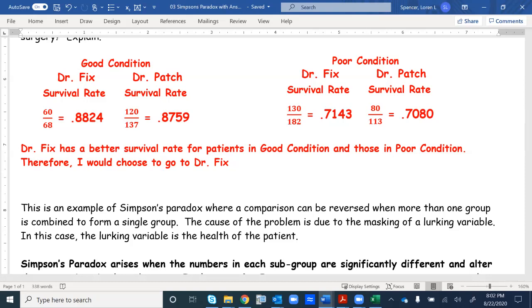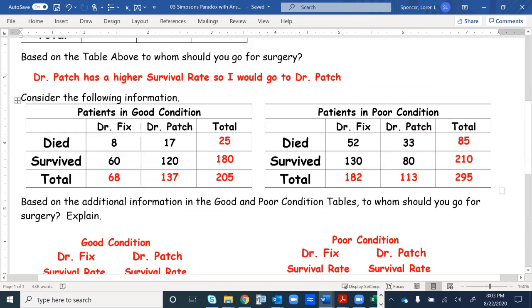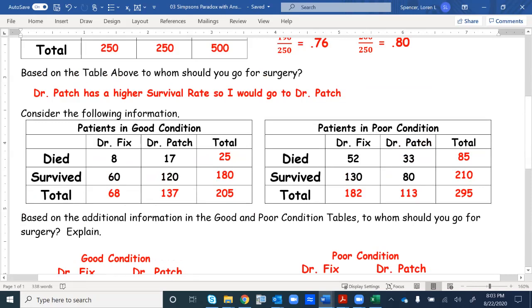The cause of the problem is due to the masking or a lurking variable. In this case, the variable that was hidden is the health of the patient. Dr. Fix had a whole lot more patients in poor health. So consequently, you would expect him to have had more patients die than Dr. Patch, because Dr. Patch tended to have more healthy patients, and Dr. Fix had more patients in poor condition.